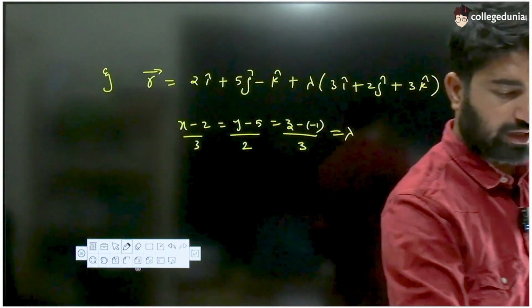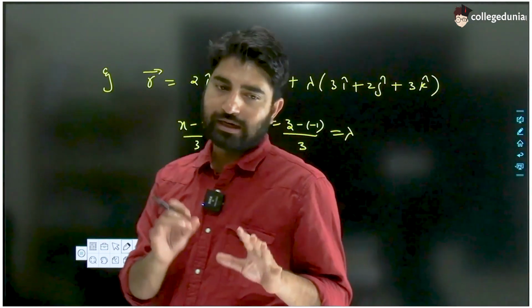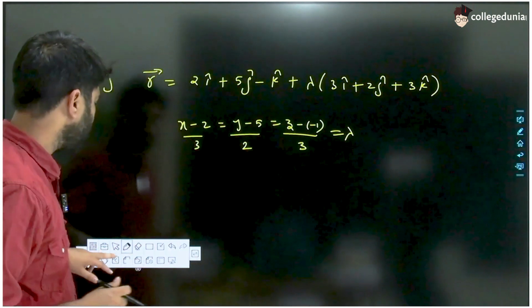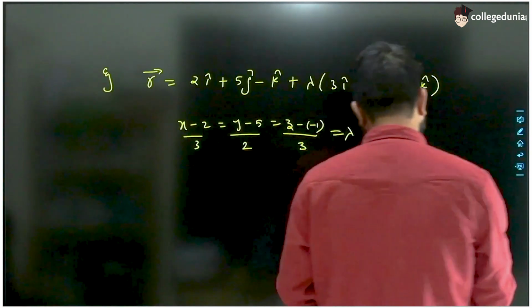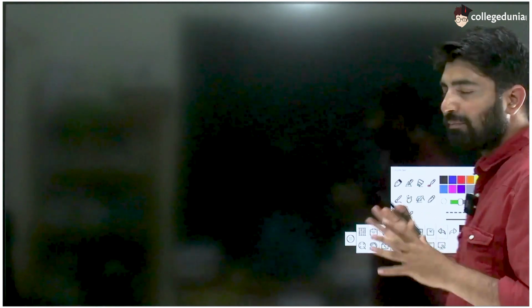Okay, so guys, this is how we find the equation of a line in 3-dimensional geometry. Okay, so now moving to the next concept. What is the method of finding the angle between two lines?